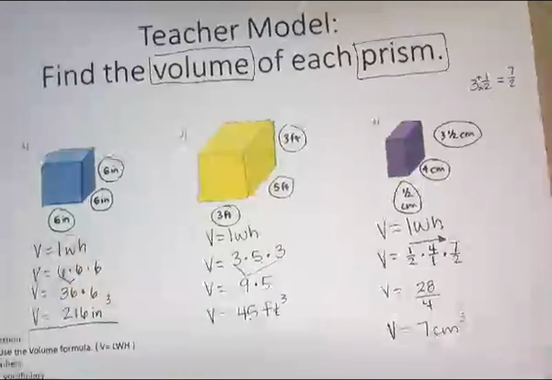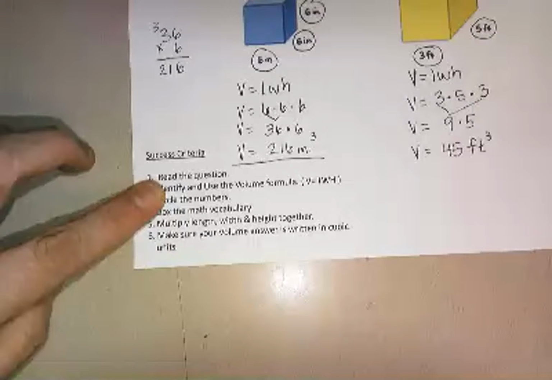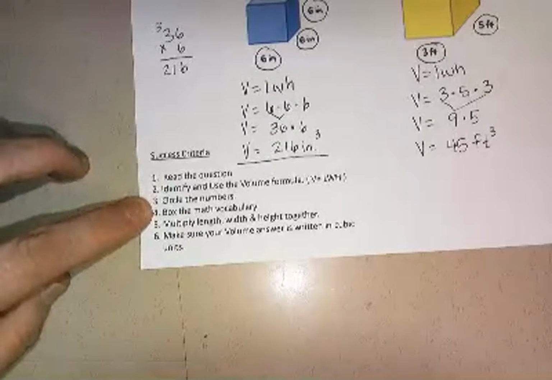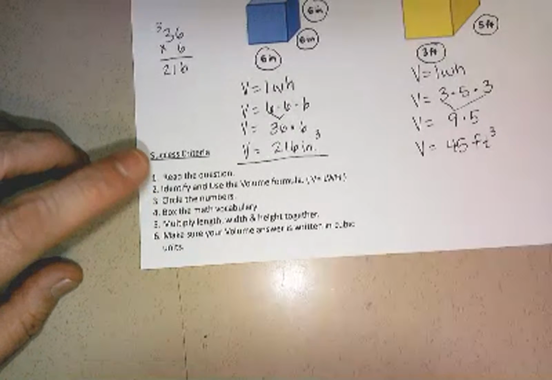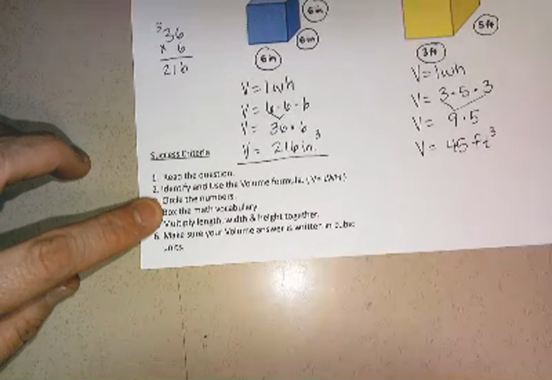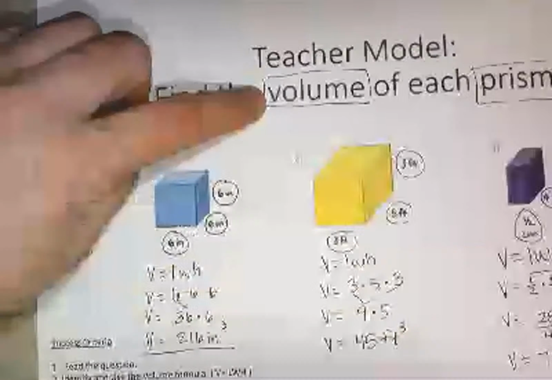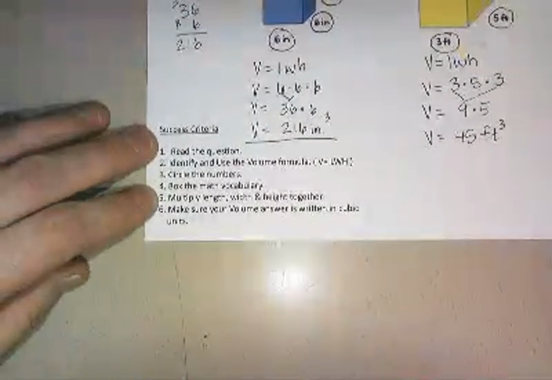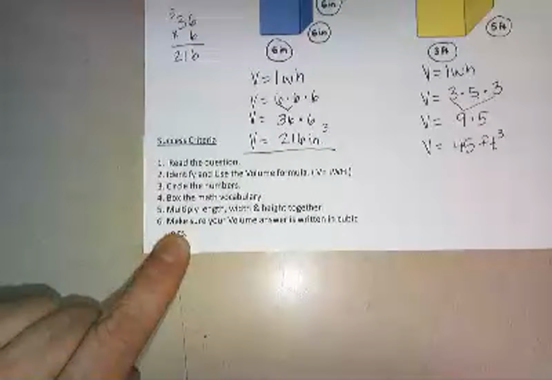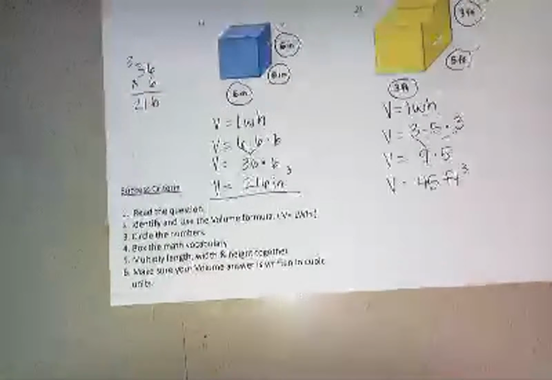And so that is our lesson for today. So remember, please follow the success criteria. Read the question, identify and use the volume formula, circle your numbers, box your math vocabulary. You saw me go back so I could do that here, and multiply my length, my width, and my height together. And this last part is, yes, I did make sure it's written in cubic units. And that is all.